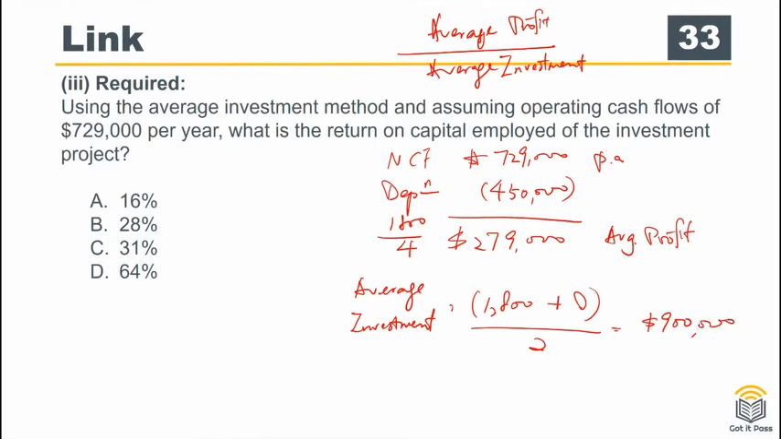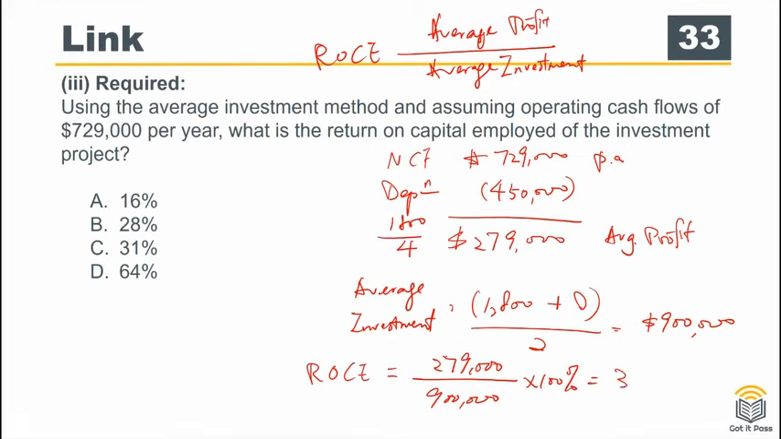By using the return on capital employed formula, we know 279,000 is the average profit divided by 900,000 times 100%. So what's the answer? Here it is 31%. So the correct answer here is C.